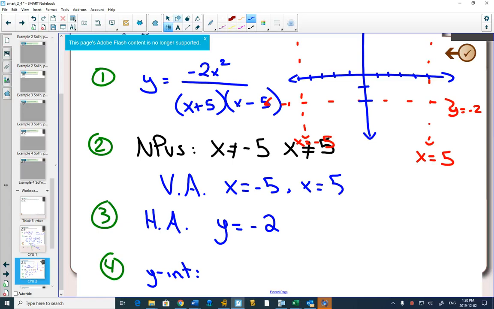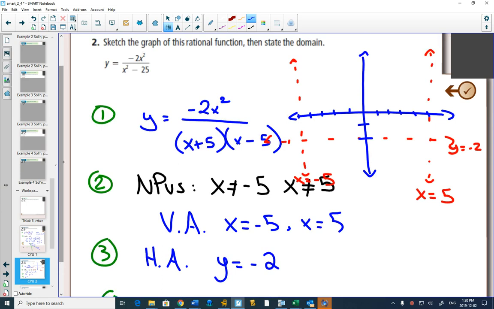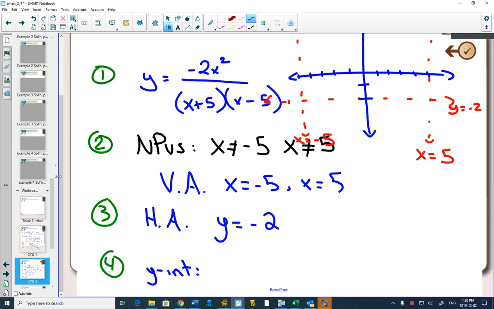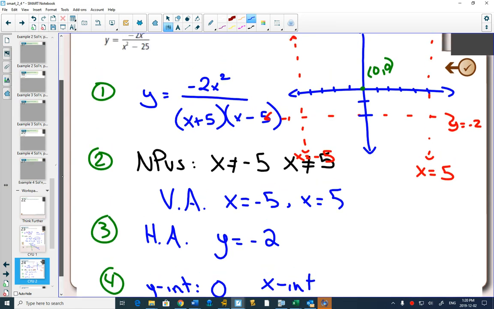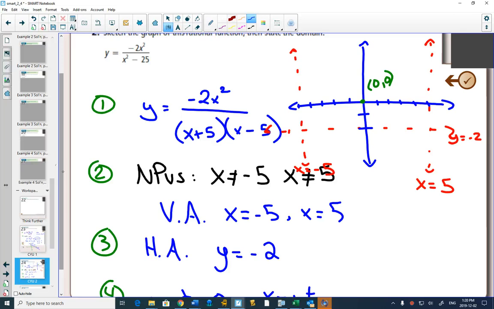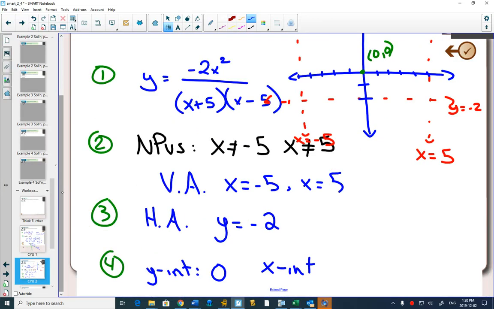So our nice points for our y-intercepts, well, that's easy. You plug in 0 for x. Can you see that you are going to get 0 over negative 25? 0 over negative 25 is just 0. So you have the point 0, comma 0. For your x-intercept, the only place a fraction is equal to 0 is if your numerator is equal to 0. So I have negative 2x squared. Hopefully you can see that that too only happens at 0. So in this case, our x-intercept and y-intercept are the same.